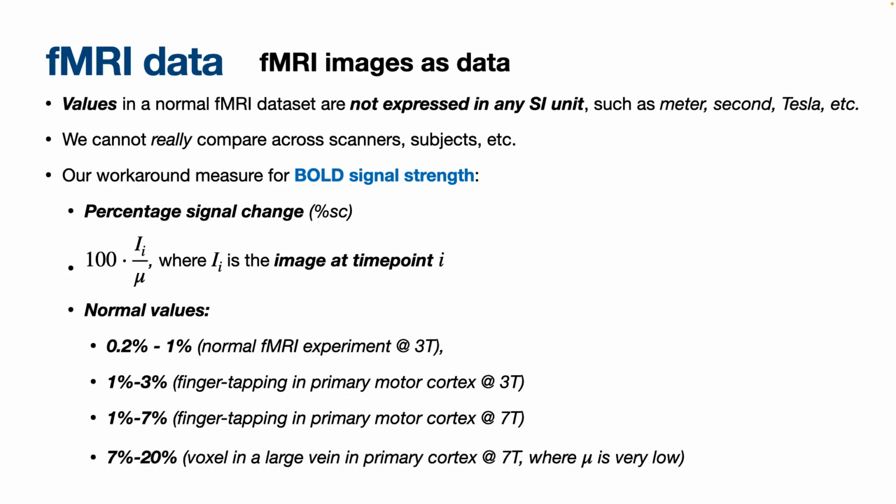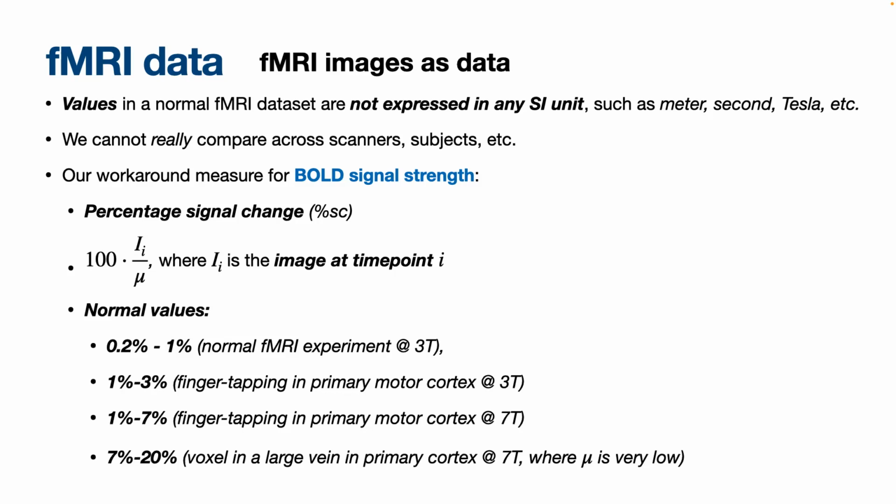And then you can have these problems where you might think, I have the most beautiful voxel in the world. It's 20, 30% signal change. Now let's look at that equation. How can you get 20-30% signal change? Well, you can get that level if your mean image is small, right? You're dividing by a smaller number that blows up the resulting value.